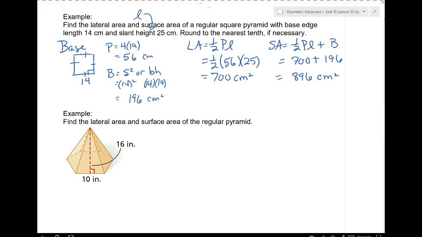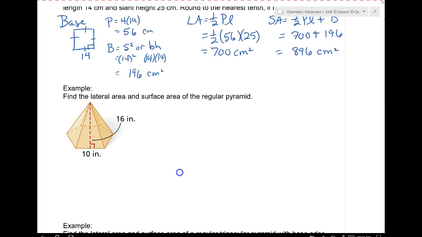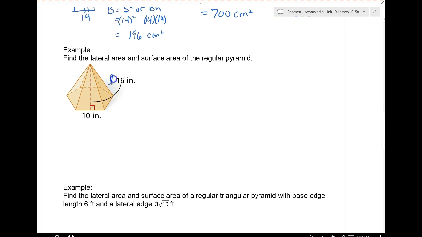All right, let's look at the next one. It says, find the lateral area and surface area of the regular pyramid. Talk to me. What do you know? We have a hexagon for the base. Good. What else do we know? We know the slant height. Awesome. And we also know the base edge. So guess what I'm going to redo? I'm going to draw my base.